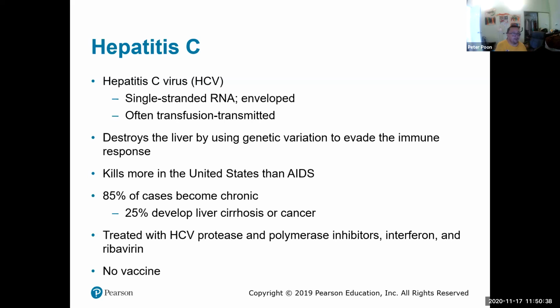Hep C. It is a virus. There's no vaccine for Hep C. A lot of cases become chronic, in which case you can't get rid of it. And because it's chronic, your liver cells are always being destroyed by the Hep C virus. In response, your body is always generating new liver cells faster than normal. That faster than normal will lead to cancer. So 25% can lead to cancer, not will, but 25% will develop liver cirrhosis or cancer.